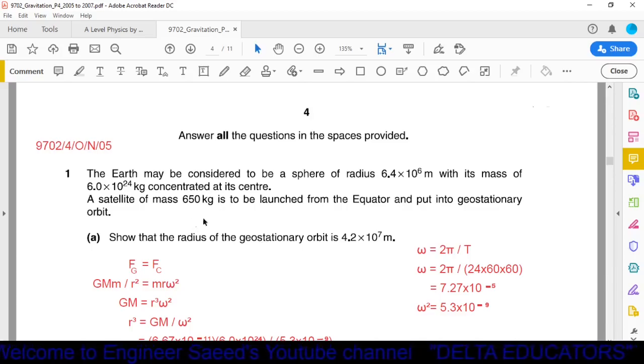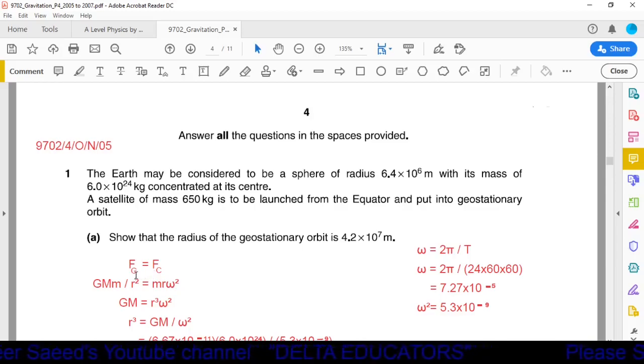Okay, the satellite is in geostationary orbit, which means it is moving around the Earth. When it is moving around the Earth, it is experiencing a force that is directed toward the center of the Earth, called centripetal force, and this centripetal force is provided by the gravitational force between the satellite and Earth. So we can say gravitational force is equal to centripetal force.